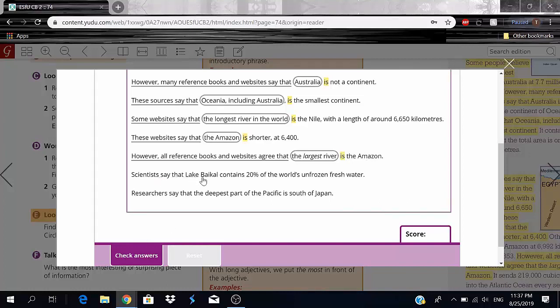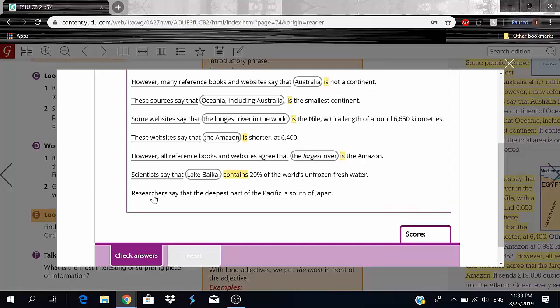"Scientists say that Lake Baikal contains 20% of the world's unfrozen freshwater." Okay, so we gotta stop after that. You guys see how early that was? So "scientists say that," I'm gonna underline this introductory phrase. Lake Baikal, this is our subject, "contains" is our verb, okay? So contains will be our verb, and the rest is history.